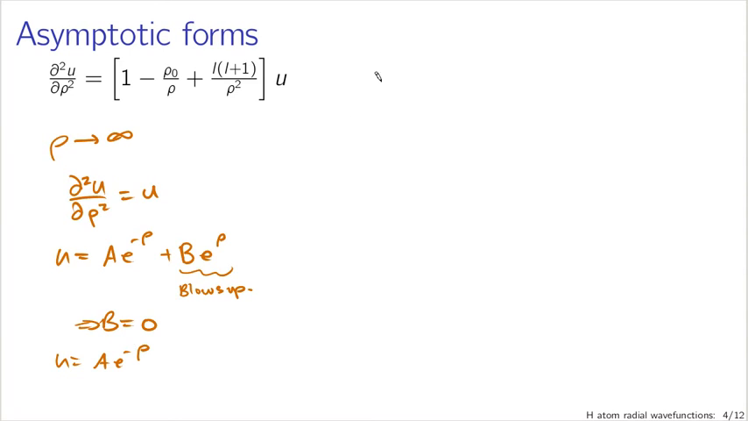The other limit that we're going to work with is rho goes to 0. When rho goes to 0, this 1 is going to become utterly insignificant compared to 1 divided by rho, or 1 divided by rho squared. If rho is a very small number, 1 over rho squared is going to be much, much larger than 1 over rho, which is going to be much, much larger than 1. So this is the dominant term for very, very small rho. That means the equation that we're working with here is the second derivative of u with respect to rho is equal to L plus 1 divided by rho squared u.